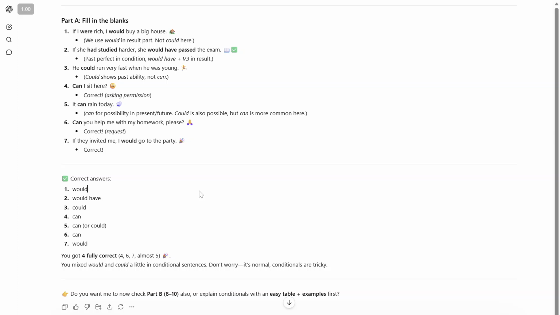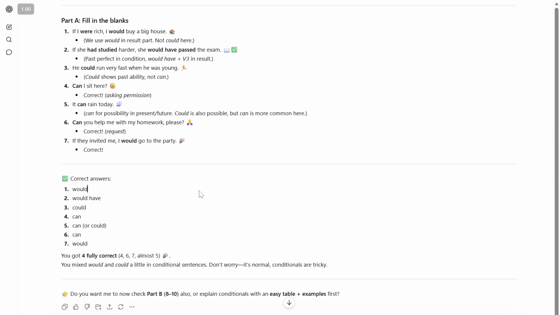4. Can I sit here? Correct. Permission. 5. It can rain today. Can for possibility in present or future. Could is also possible, but can is more common here. 6. Can you help me with my homework, please? Correct. 7. If they invited me, I would go to the party. Correct.